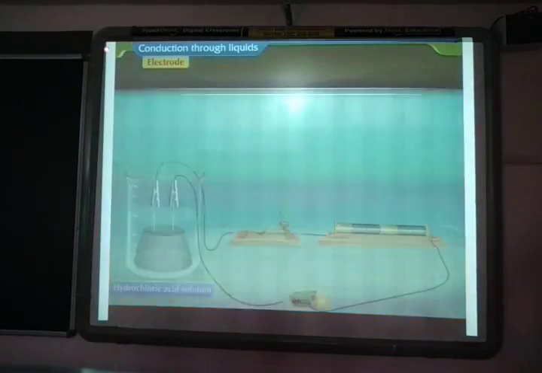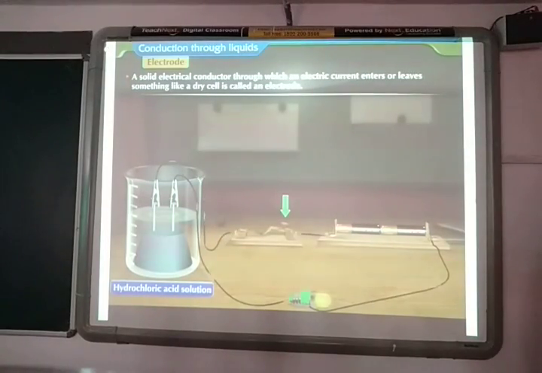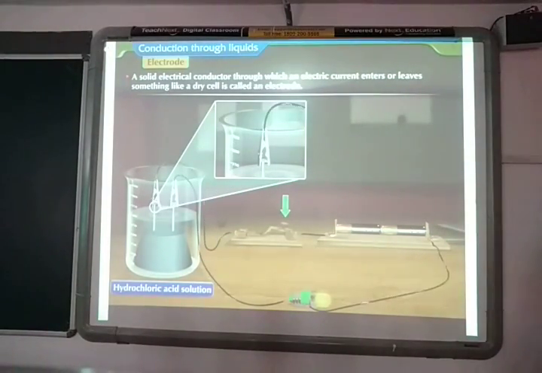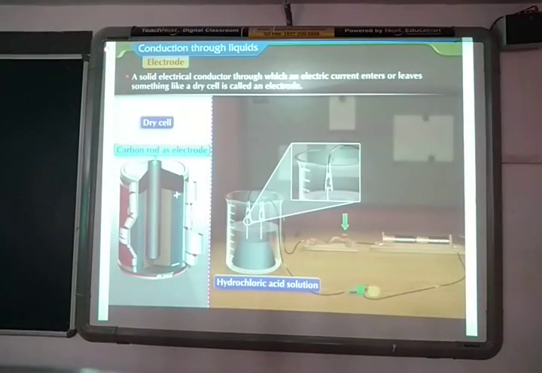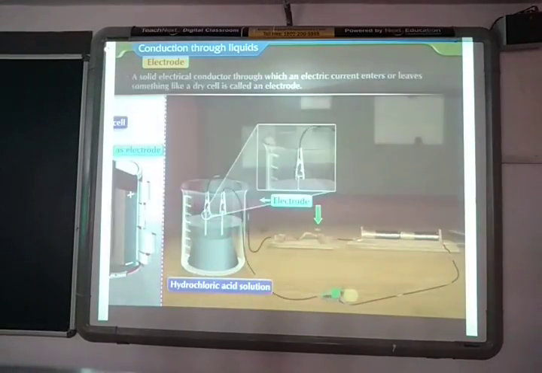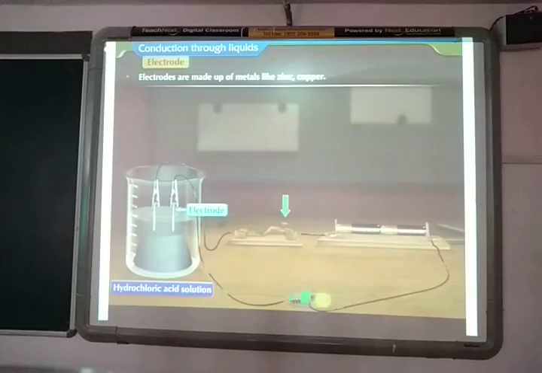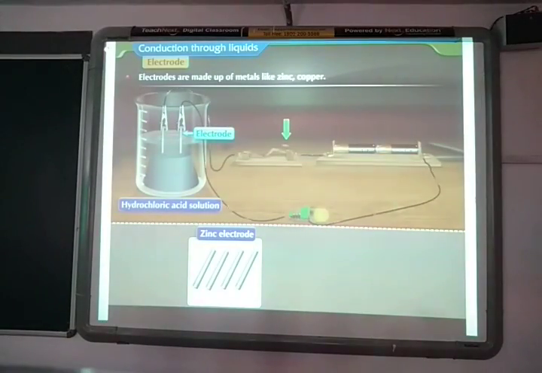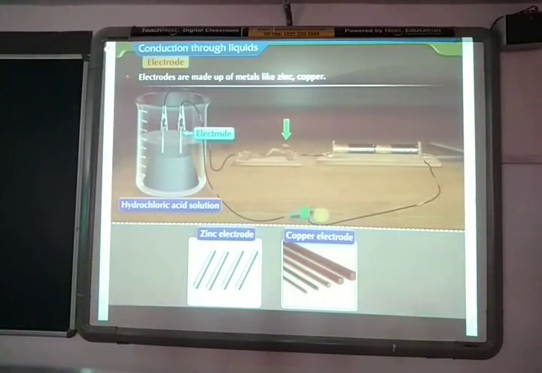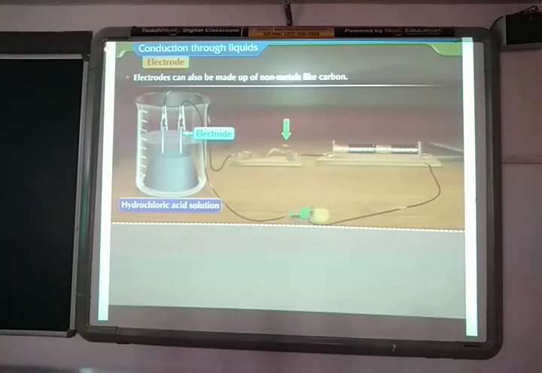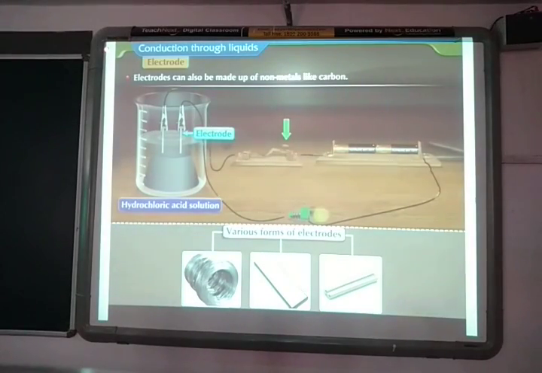Electrode. A solid electrical conductor through which an electric current enters or leaves something like a dry cell is called an electrode. Electrodes are made of metals like zinc, copper, etc. Electrodes can also be made up of non-metals like carbon. Electrodes are found in various forms such as wires, plates, or rods.